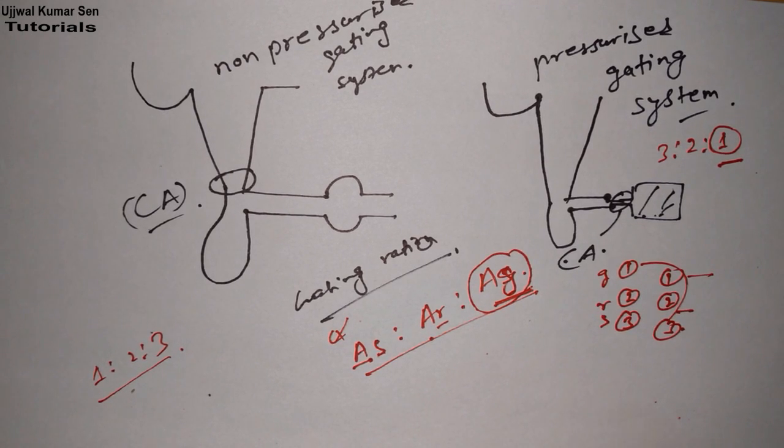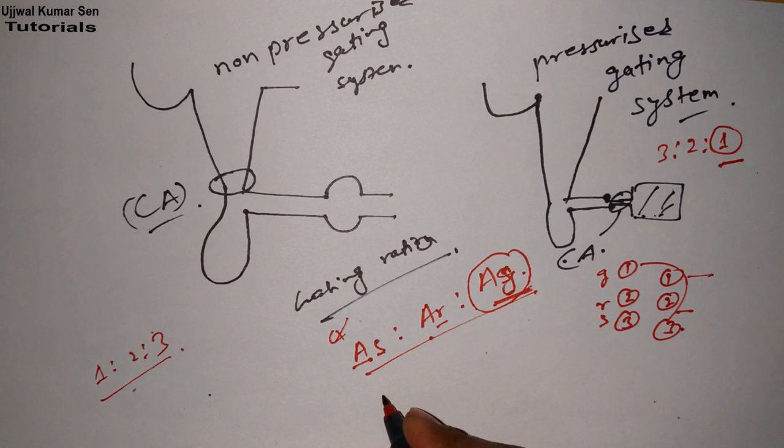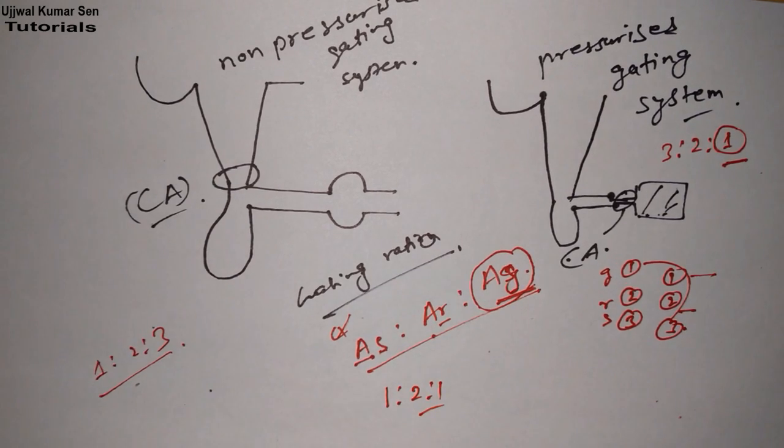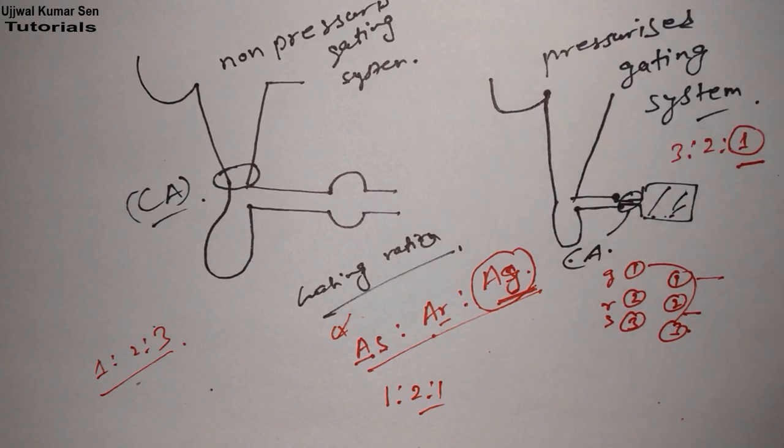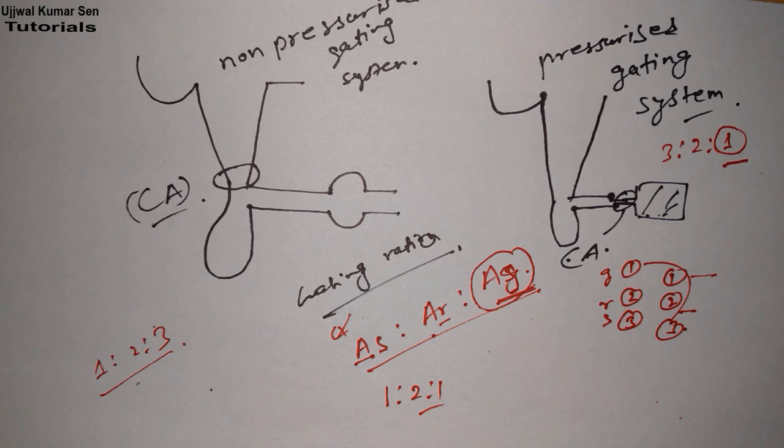But now one example I would like to share with you, that is 1:2:1. Is this a pressurized gating system or a non-pressurized gating system? Can you say this? Which one is this? Pressurized or non-pressurized?